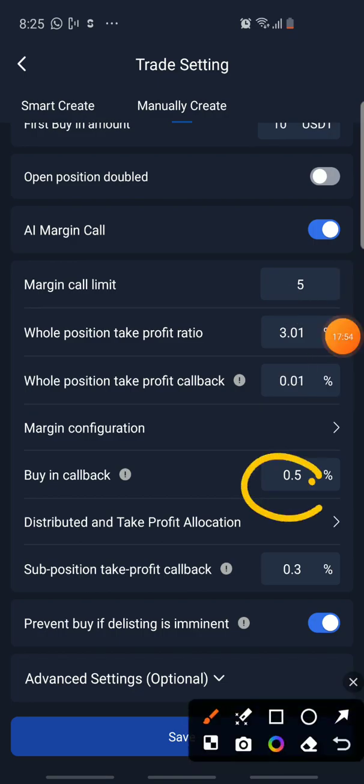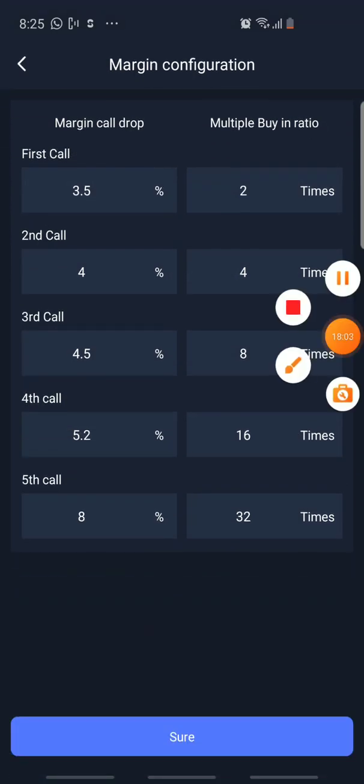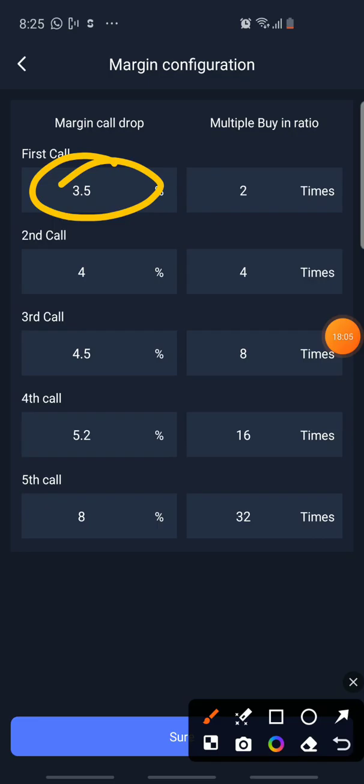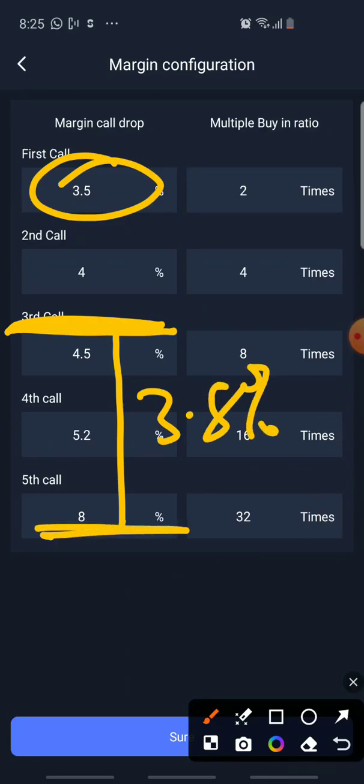Buy in callback. Remember, under margin configuration, we have what we call margin call drop. Let me say this margin drop is 3.5. It means that if the current price is here, average price is here, and the market drops by 3.5%, that's when the bot will prepare itself to buy. But for it to buy, the market will first have to rise by the buy in callback.